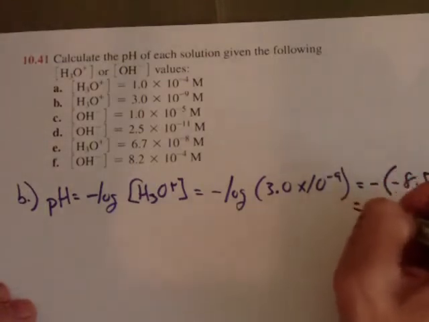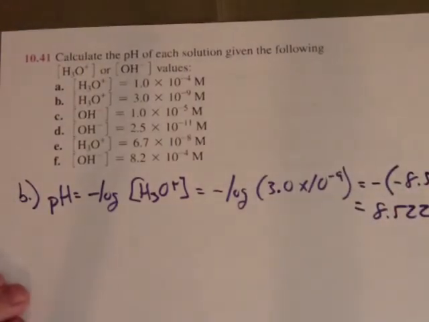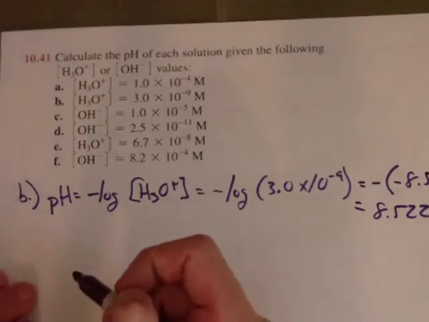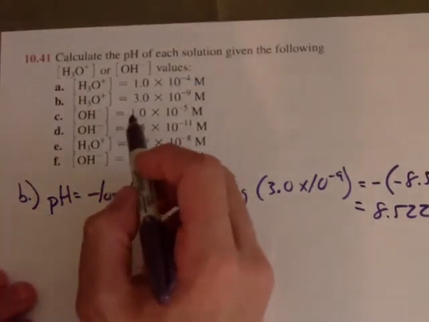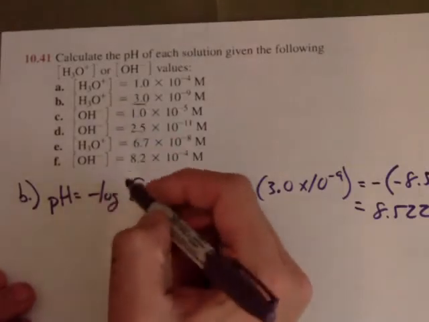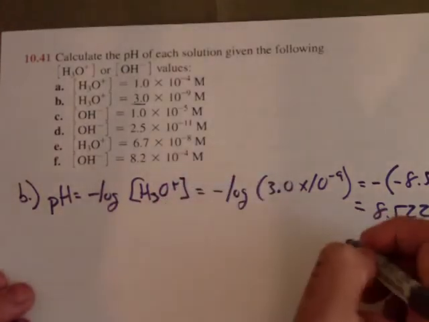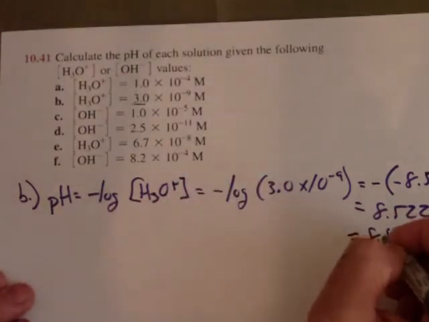And so we get 8.5229. And to figure out how many significant figures we're allowed to report, since we have two significant figures in the coefficient, we're allowed to report 2 decimal places. So it's equal to 8.52.